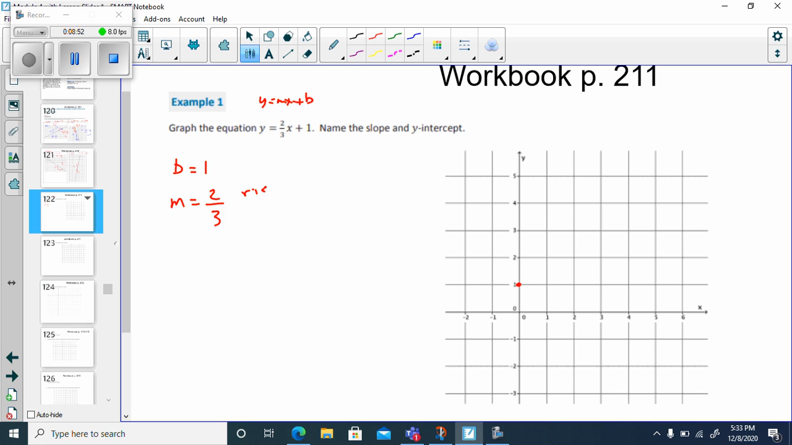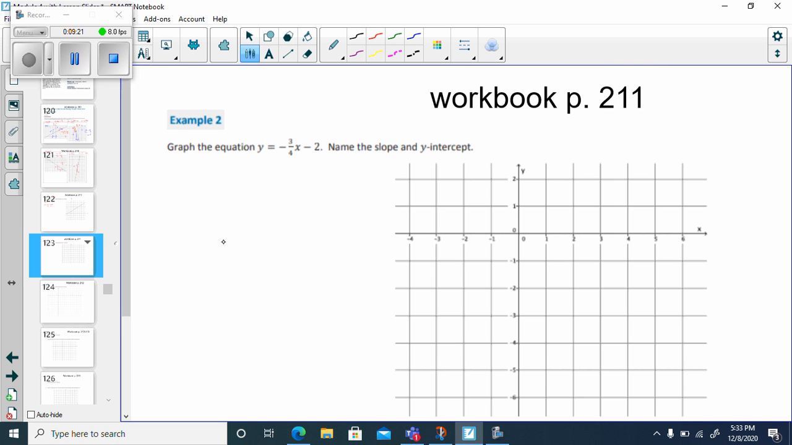Our rise over our run. That means we're going to rise 2 from here, go up 2, and then go in the positive direction 3, right? Remember, on the x-axis, this is the positive direction, that's the y. On the y-axis, this is positive, and this is negative. So now I've got 2 points there. All I've got to do is draw the line between them. There we go. We graphed it.